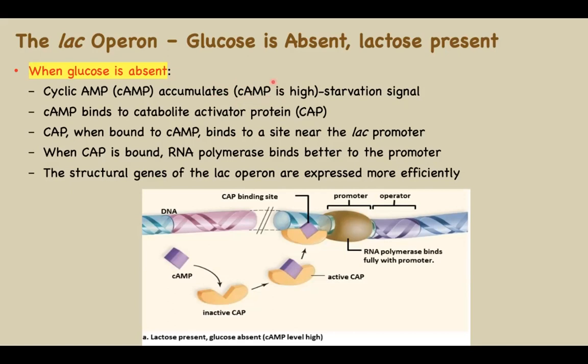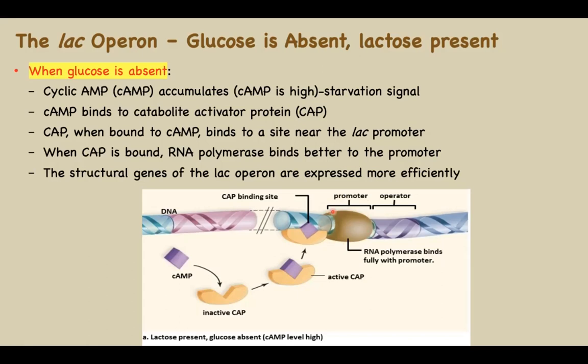So, when cAMP is high, it binds to the CAP, making it active. Mula-mula CAP ni inactive. But when there's a build-up of cAMP, dia akan bind to the inactive CAP, and we will make it active. Okay, when it is active, this CAP akan bind to the CAP binding site dekat tepi promoter. When the CAP is bound, the RNA polymerase binds better to the promoter.